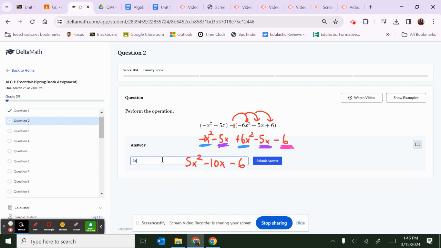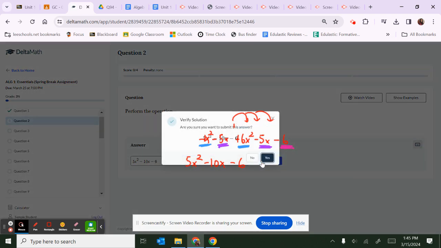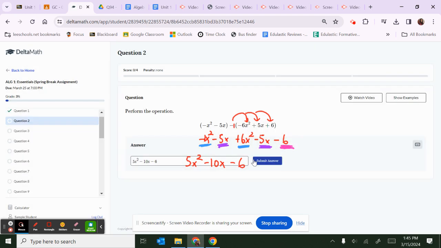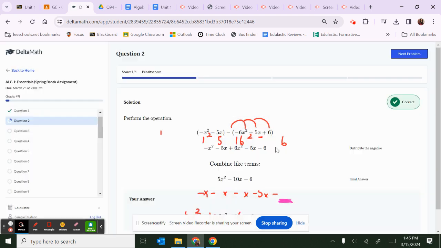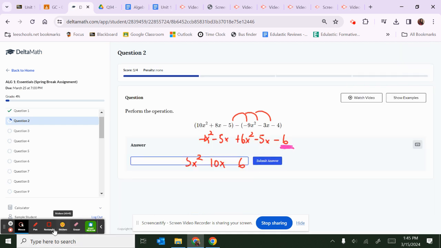So you type 5x, shift 6 so you can get the x squared, or you can click the keyboard if you would like, and then minus 10x minus 6. So again, guys, that would be the result. Okay, so let's try the next problem.